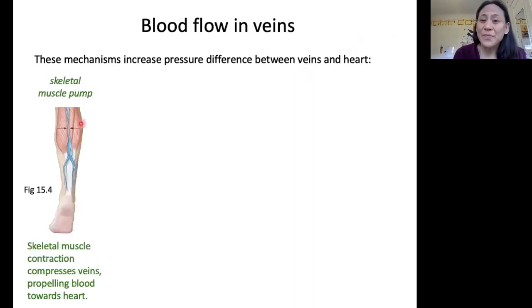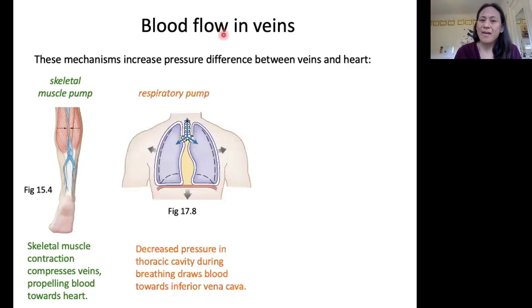Okay, so hopefully you remember our three mechanisms for increasing venous return. The first is the skeletal muscle pump. Remember that in the skeletal muscle pump, skeletal muscles contract, and when they contract, they compress the veins. That compression of the veins causes the pressure in the veins to increase, right? So if we're thinking in terms of pressure, we have an increase in pressure in the veins. That then is going to increase the pressure difference between the veins and the heart. And we now have that pressure difference that we need to propel blood back to the heart.